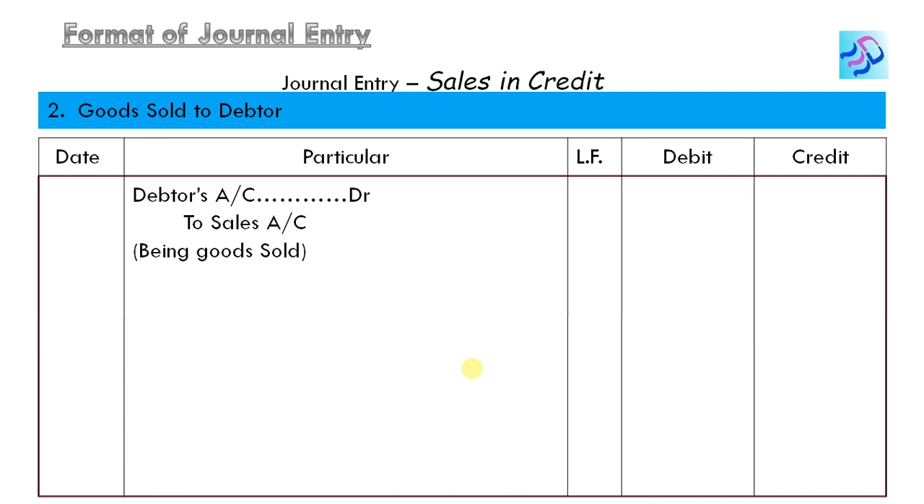So the next type of entry is goods sold to debtor. Sometimes it might be the case that our customer might not have enough money. So he will say that I don't have enough money, I will pay you later. In this case, we don't receive cash. That is, the person buying the goods from us is our asset. We need to receive cash from him. So he goes on debit side since he's an asset to us. So debtors account debit to sales account.